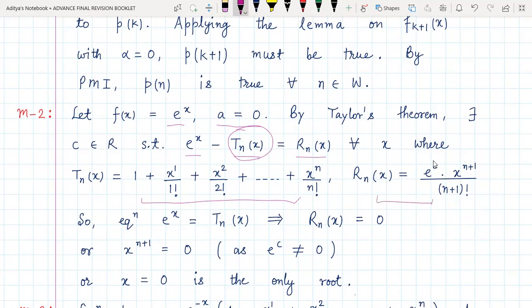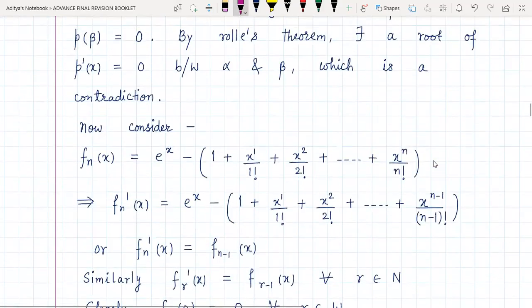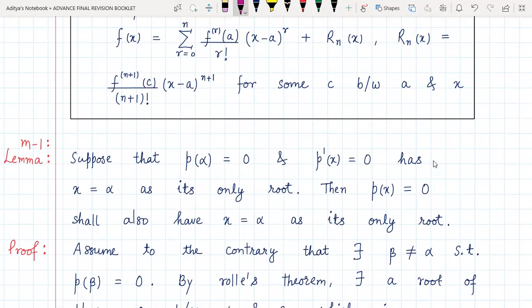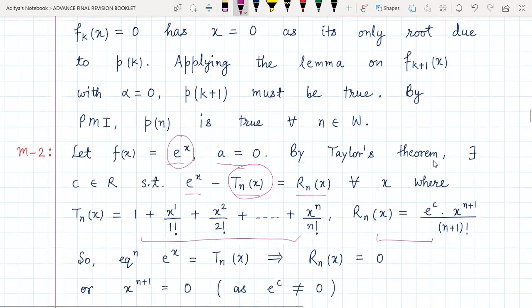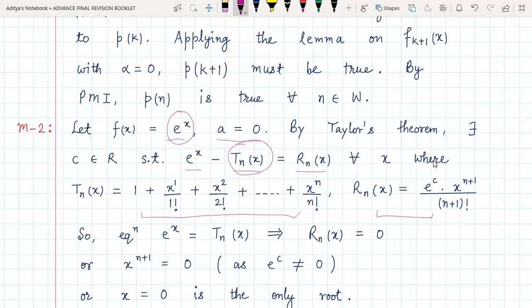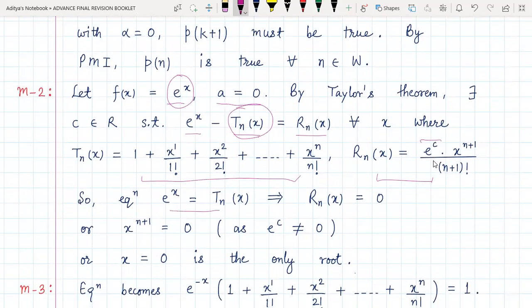R_n x by definition comes out to be this much, because no matter how many derivatives you take of e power x, when we are talking about R_n x, we need to take n plus 1 derivatives of the function. So no matter how many times you take the derivative, it will still be e power x only. That's why I have written e power c. Since we wish to actually solve e power x equal to T_n x, this is the equation that we wish to solve for n equal to 100.